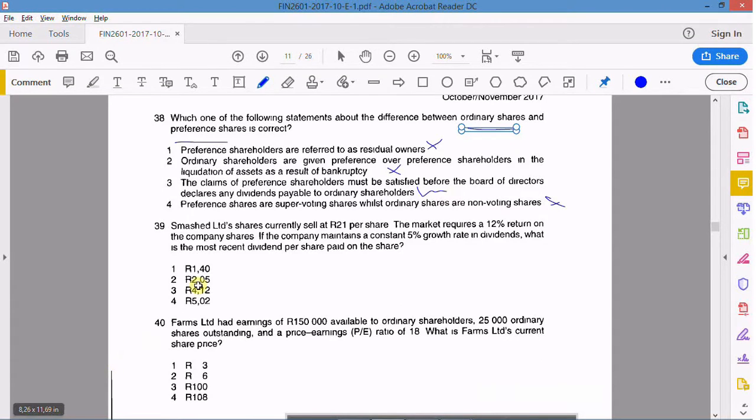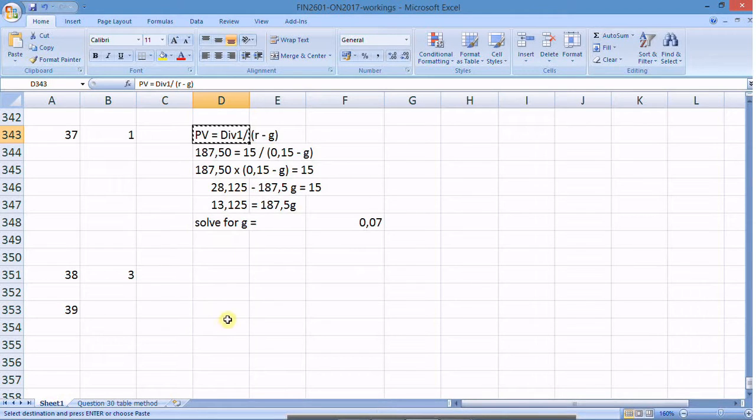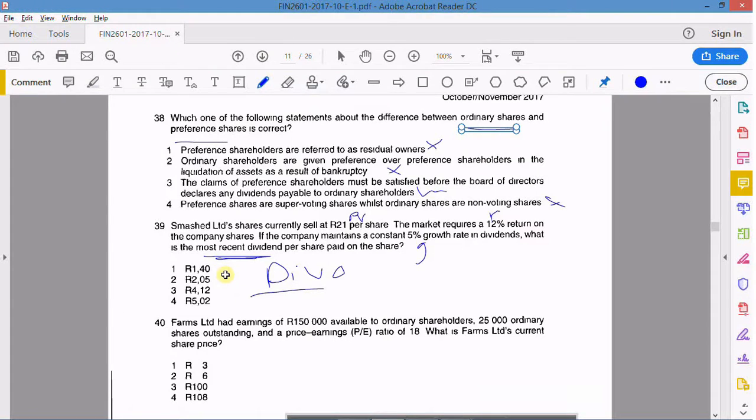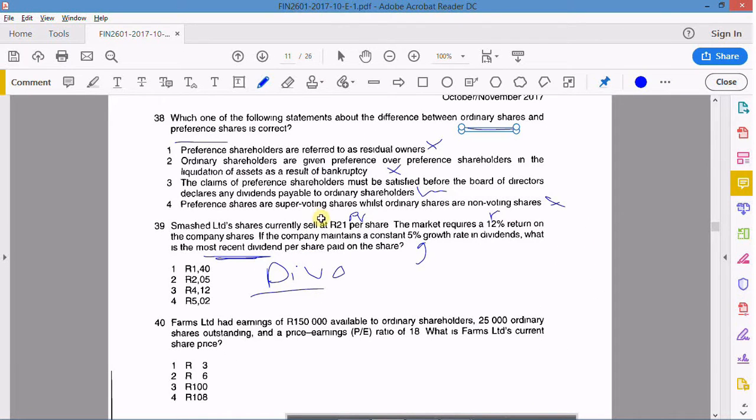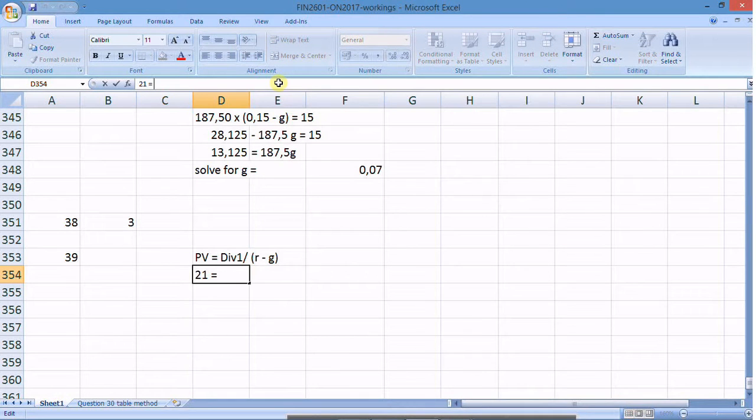Okay, 39. Shares currently sell for that. That's PV. Market requires a return. That's R on a company share. Maintains a constant growth. That's G. What is the most recent dividend? Most recent dividend, Div 0. Okay, be careful. Alright, so copy paste. Right, so what is my PV here? PV 21. 21 equals Div 1, we're working out the dividend. The rate was 12 and the growth was 5. Div 1 equals 0.12 minus 0.05, close brackets.